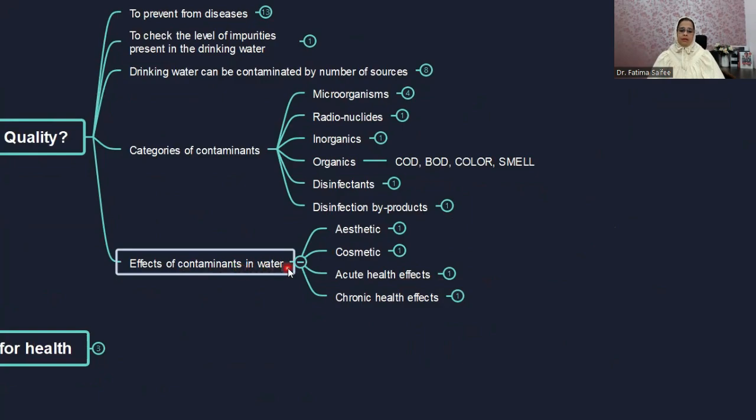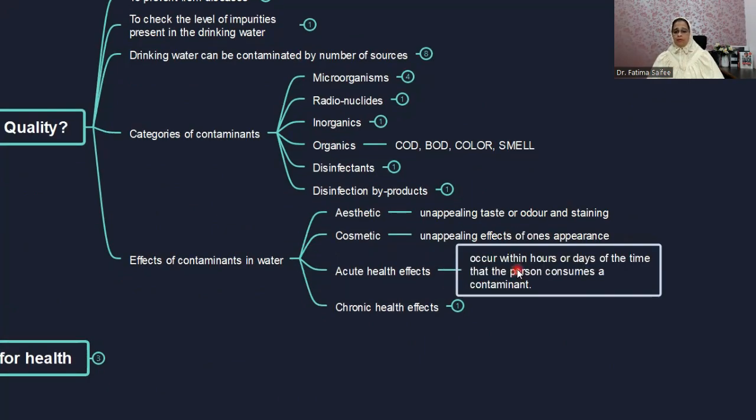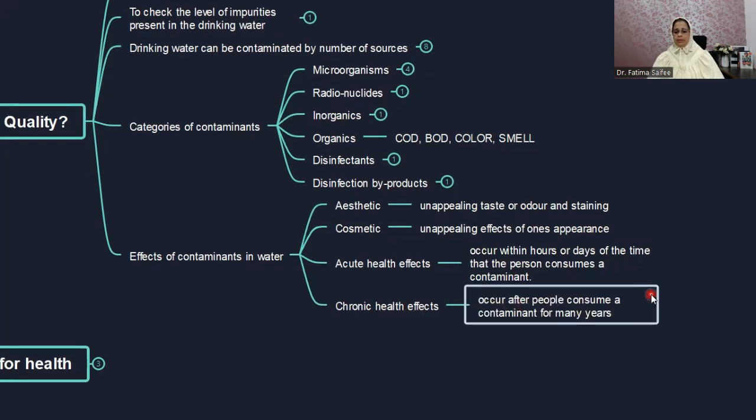Effects of contamination in water: what can the effects be? One is an aesthetic effect, that is unappealing taste or odor or staining. There are also cosmetic, unappealing effects on one's appearance. Acute health effects occur within hours or days of the time that a person consumes a contaminant. Acute means immediate. Chronic effects occur after people consume a contaminant for many years, which I have already explained before.